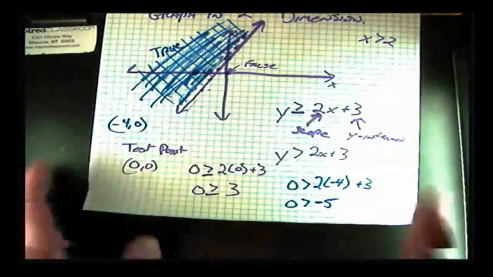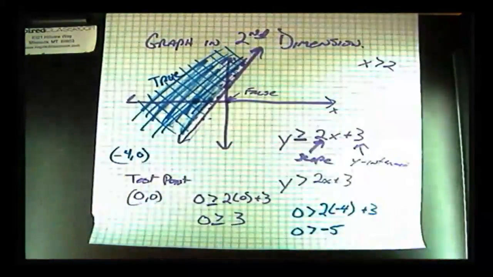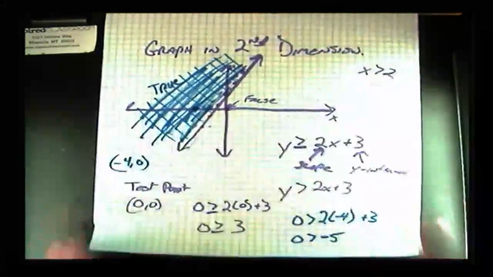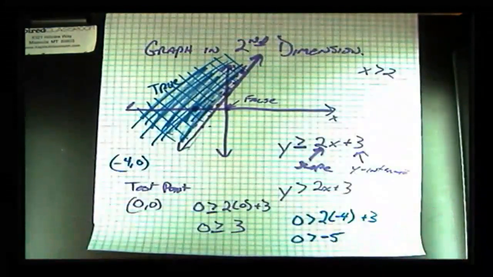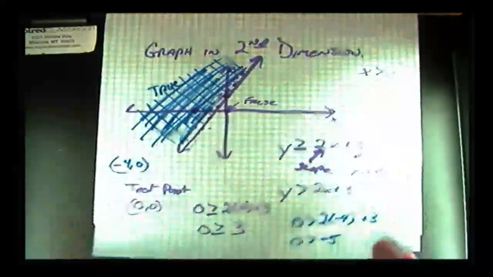So that's graphing. It's a little basic graphing in 1 and 2 dimensions. It's not very difficult. It can take a little bit of practice, but once you go through it a time or two, it should make more and more sense. And this is how mathematicians solve these problems. So we'll move on.